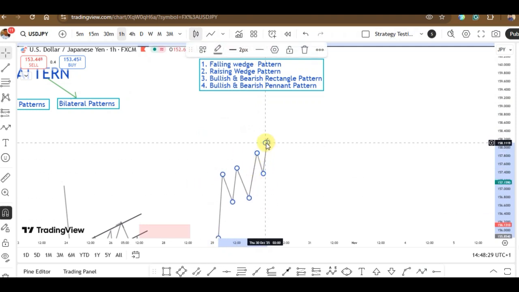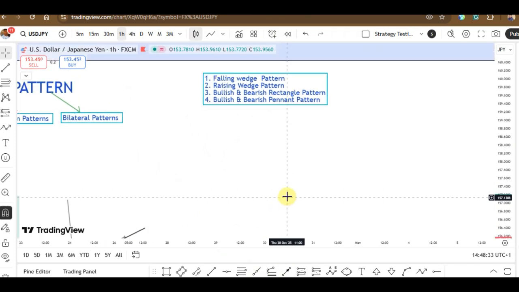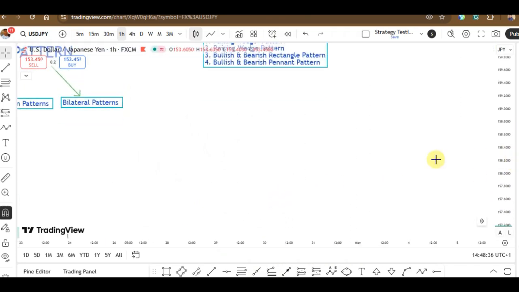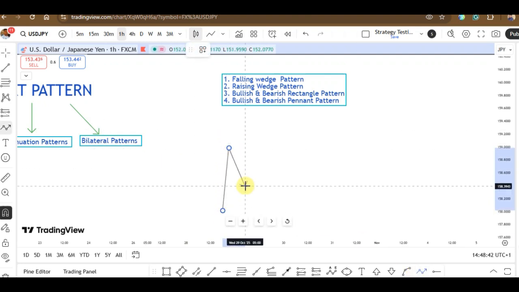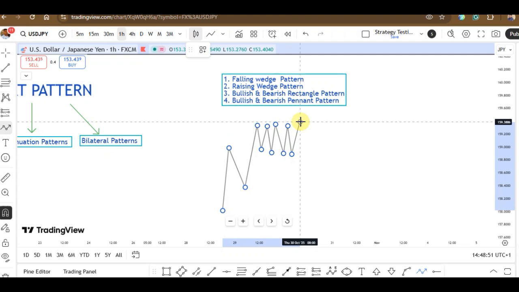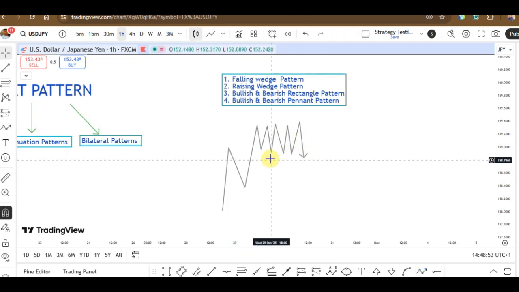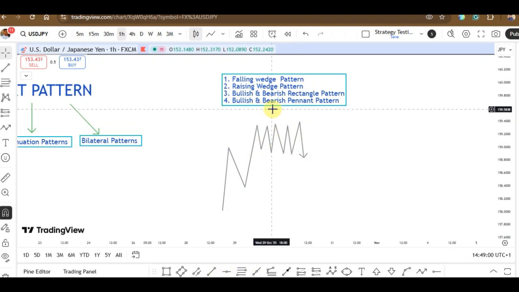Let me delete this and explain again. So let's say price was in an uptrend like this, all right? All of a sudden it gets to this point, and you start seeing something like this: price started ranging, neither creating highs nor creating lows. So this is a bullish rectangle pattern.